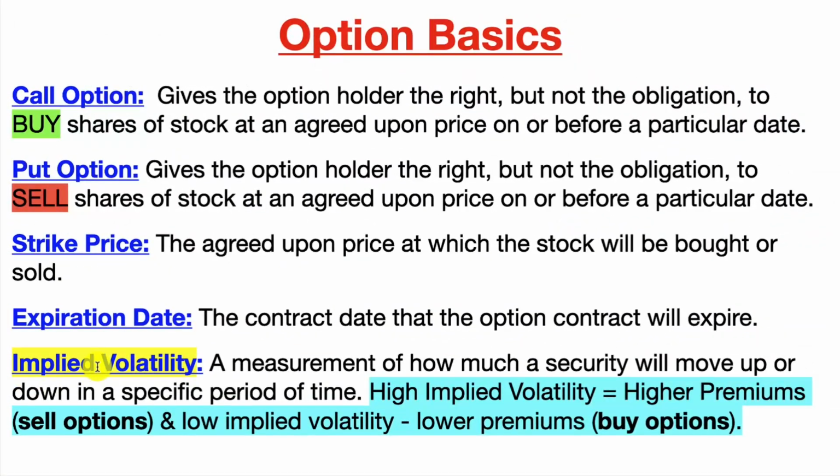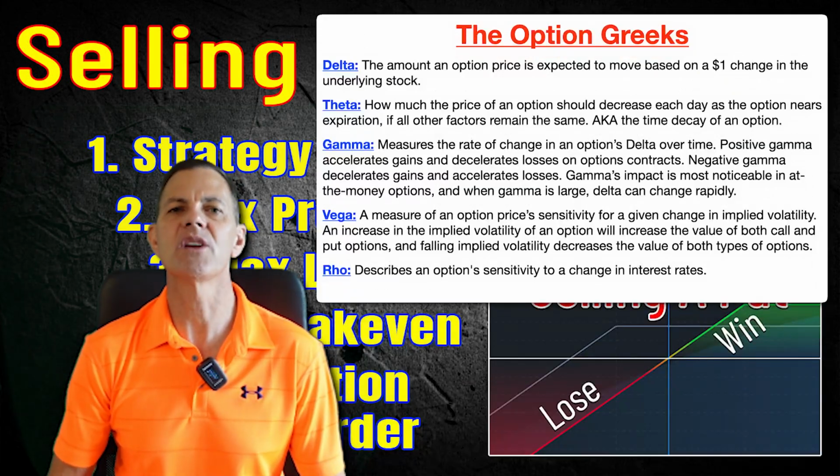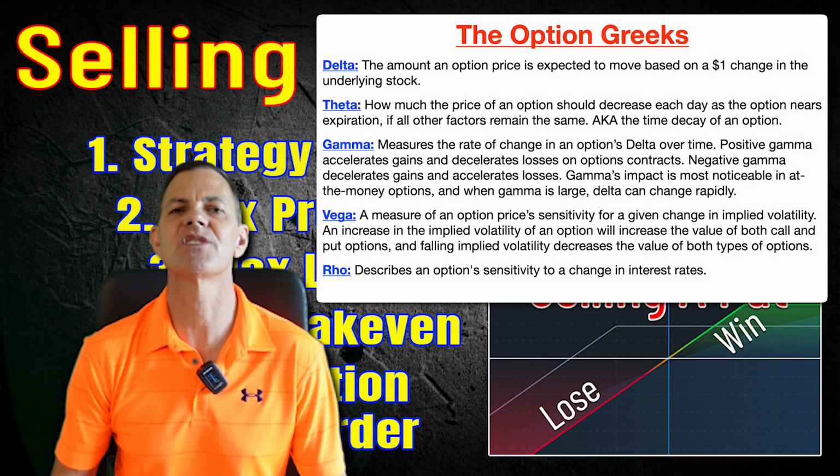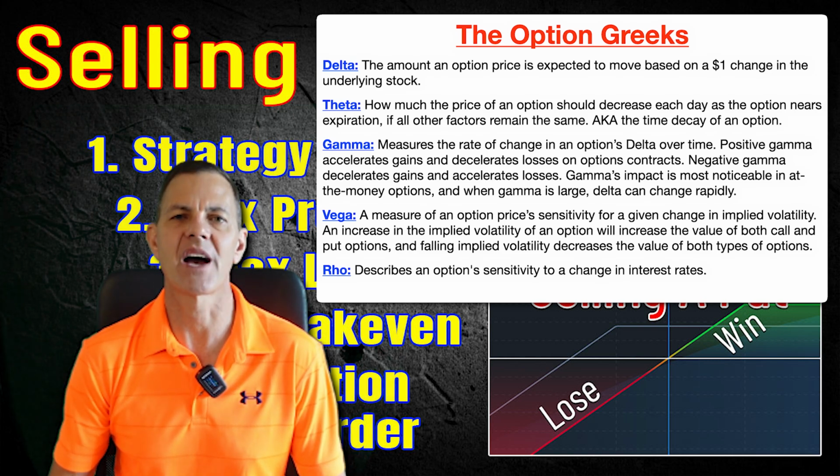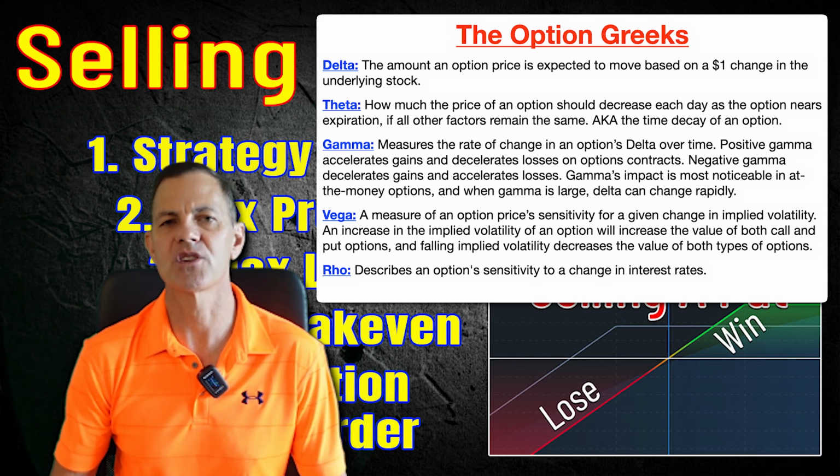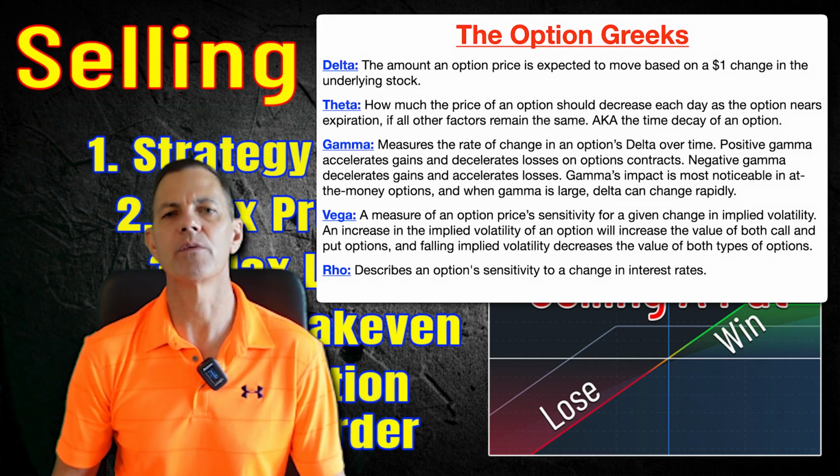I do want to introduce you to implied volatility, which is a measurement of how much a security will move up or down in a specific period of time. High volatility means we have higher premiums, which is a great time to sell options, and low implied volatility means we've got lower premiums, which is a good time to buy options. Next, we've got the option Greeks, which are a set of mathematical calculations designed to help investors assess risk. The Greeks allow for the measurement of the impact that changes in various factors, such as time and volatility, have on an options contract. Pause this video if you need to review the Greeks.